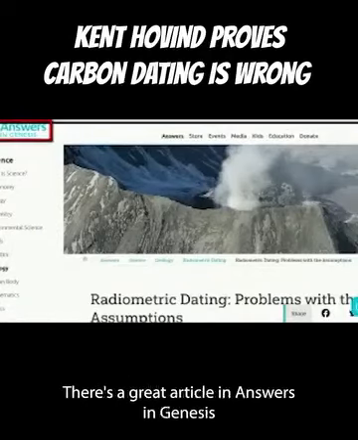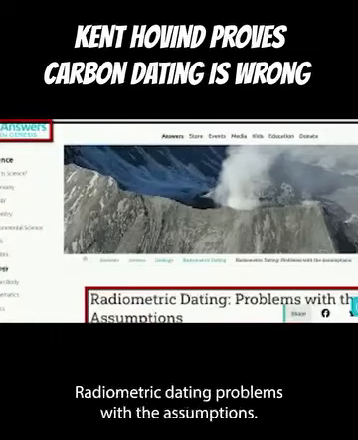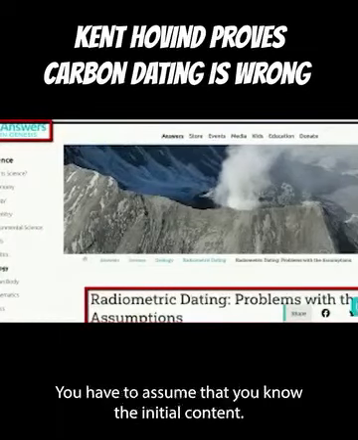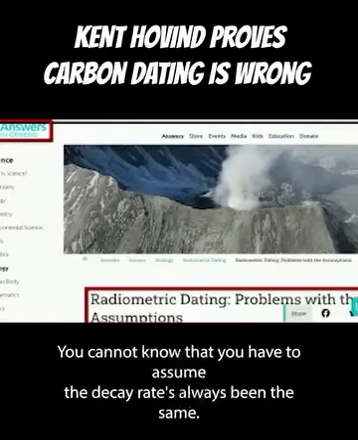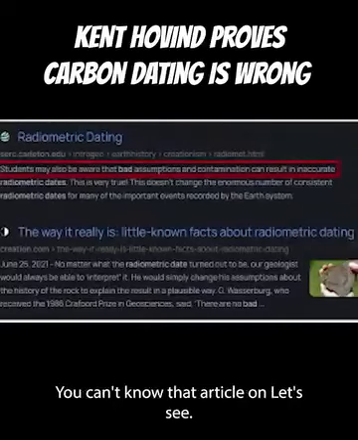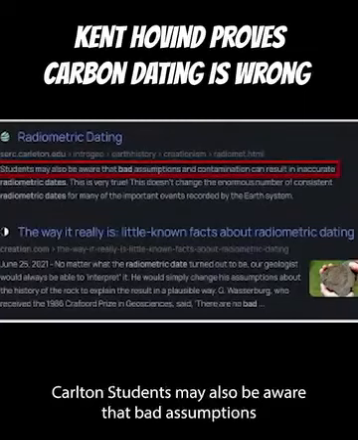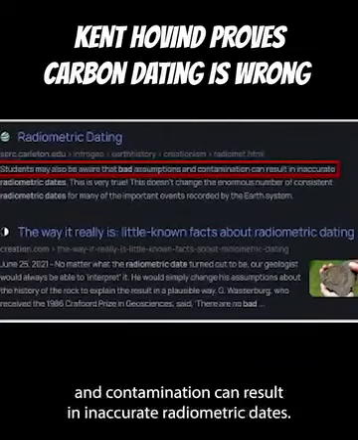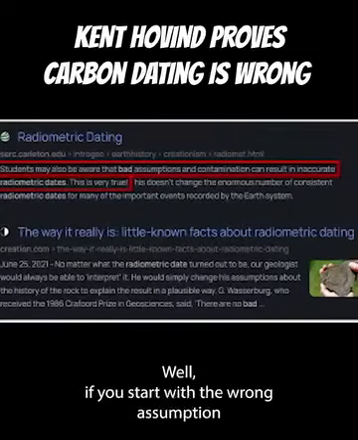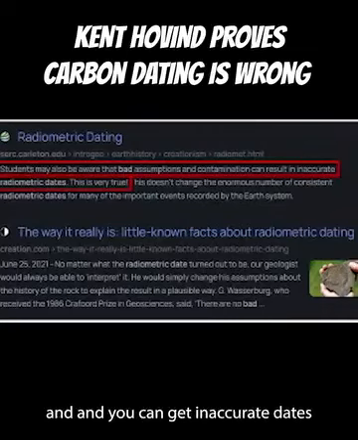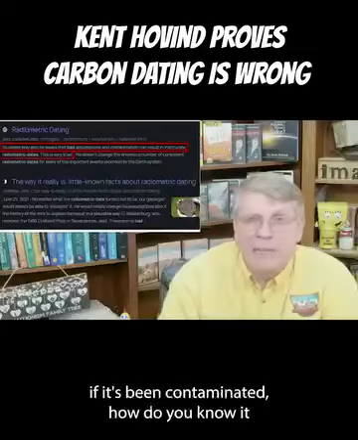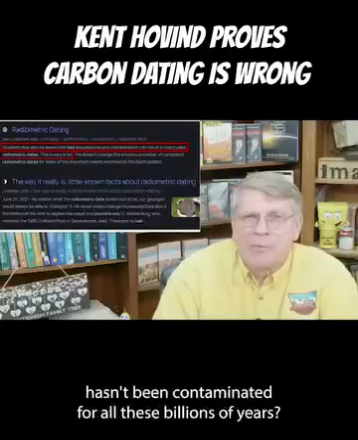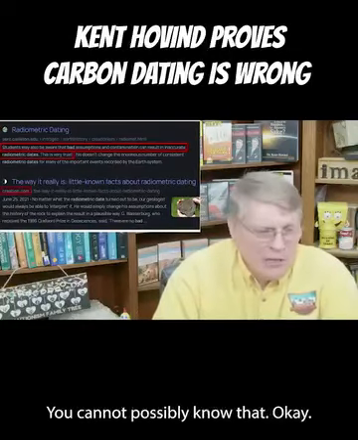There's a great article in Answers in Genesis, radiometric dating, problems with the assumptions. You have to assume that you know the initial content. You cannot know that. You have to assume the decay rate's always been the same. You can't know that. Article on, let's see, Carleton: students may also be aware that bad assumptions in contamination can result in inaccurate radiometric dates. Well, if you start with the wrong assumption, you can get inaccurate dates if it's been contaminated. How do you know it hasn't been contaminated for all these billions of years? You cannot possibly know that, okay?